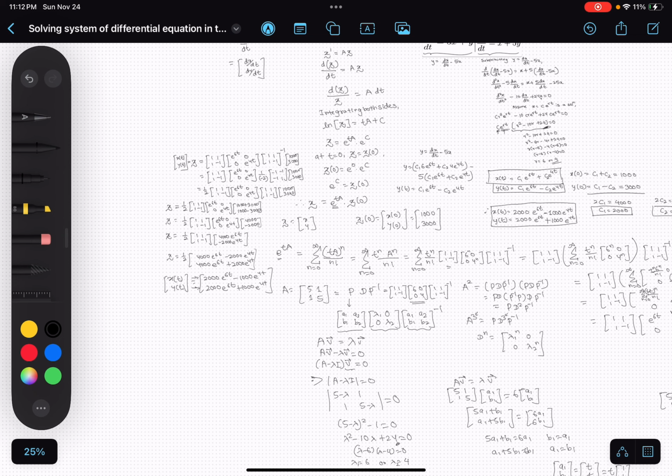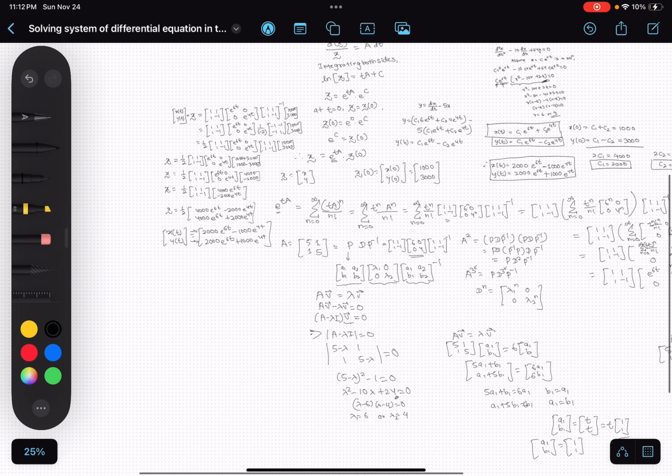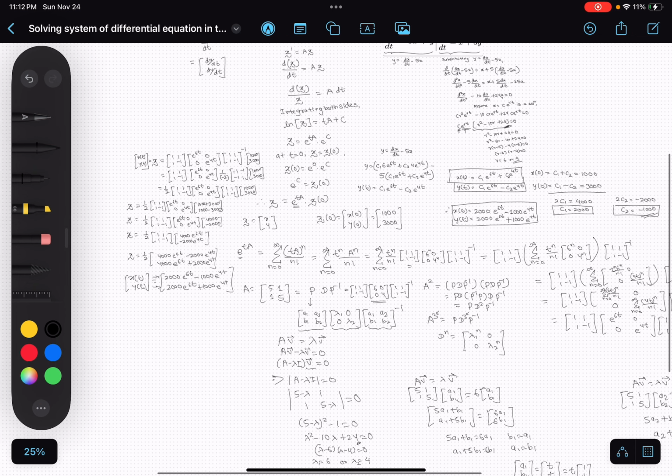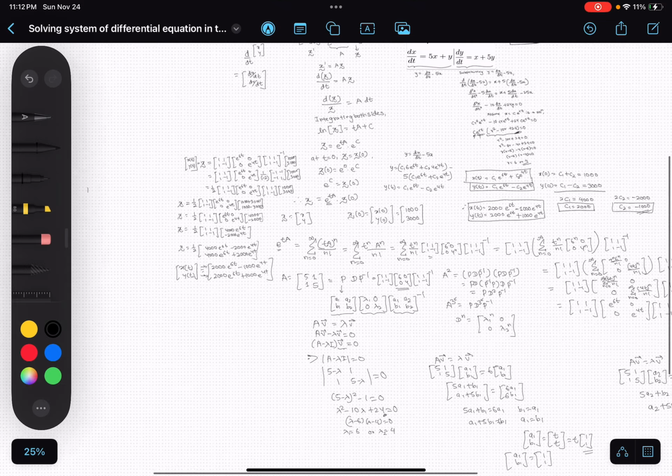But I do hope you got some new insights that we can even treat vectors as normal as numbers, and then differentiate them, exponentiate them. We can also integrate vectors, also raise them to exponential. We can do a lot of things with vectors as much as we can do with numbers, and that's a really powerful thing. We saw that it could solve a system of differential equations.